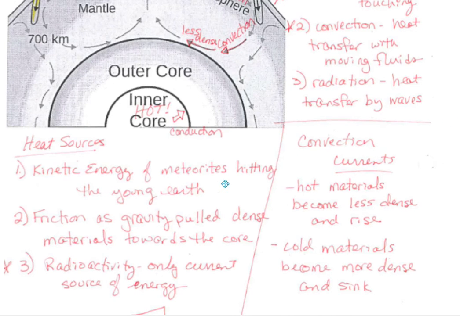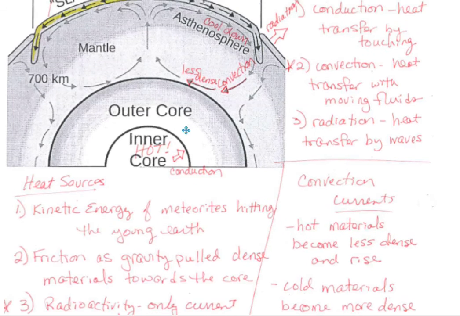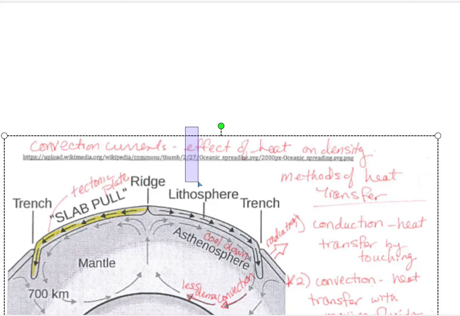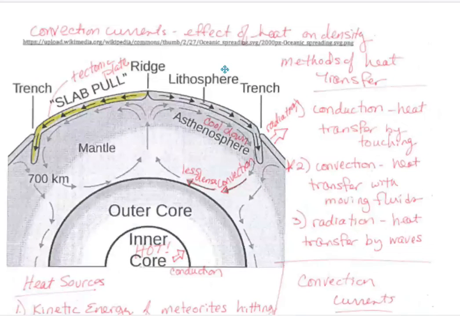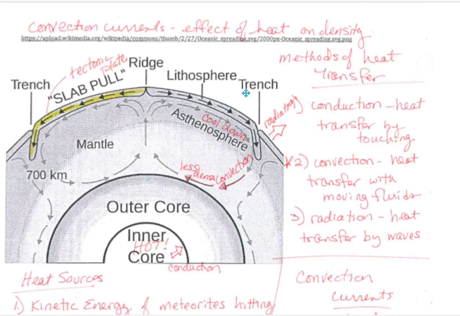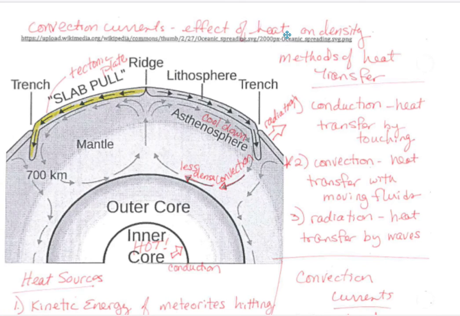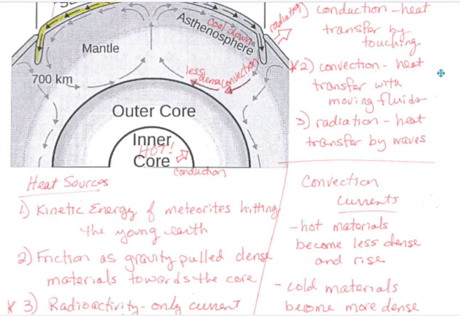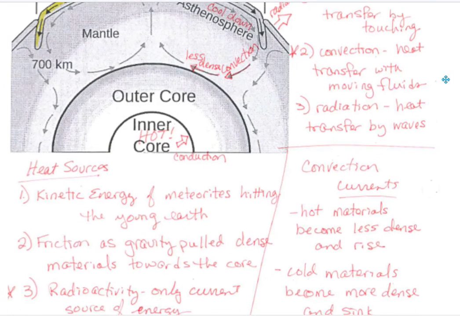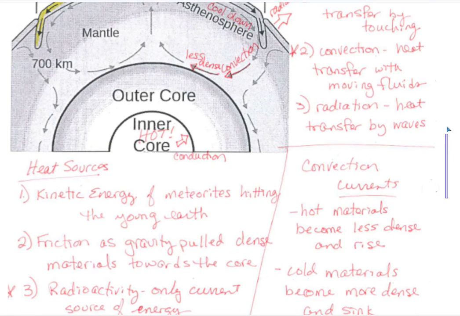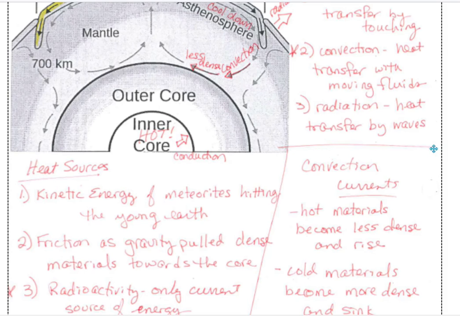Flipping over to the back, we now have this diagram. The whole back, if we were going to give it a title, would be Convection Currents and the Effect of Heat on Density. This is the whole thing about density here. So looking down at our 3 heat sources.